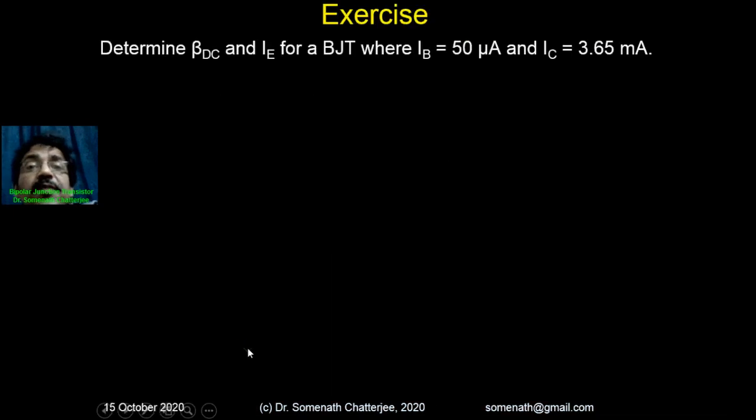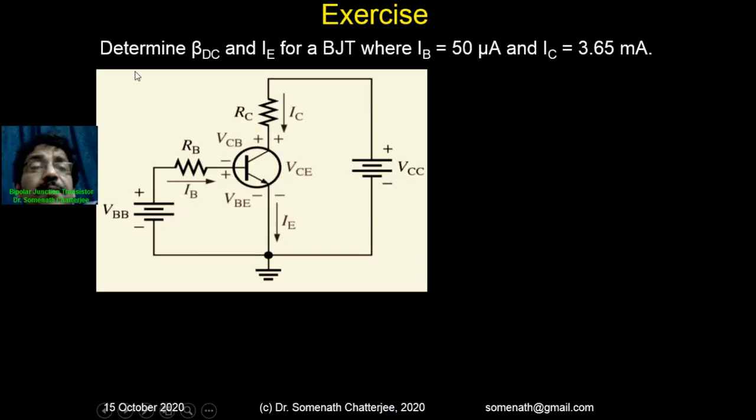Now I am giving some examples, an exercise, so that you can understand how we can do these things. Determine beta DC. Beta DC means the common emitter DC current gain, okay. And IE is the emitter current of a BJT, where IB and IC are provided. How can we solve this? This is the circuit diagram, an NPN transistor. Here it is a common emitter configuration, so the base current IB is basically the input.